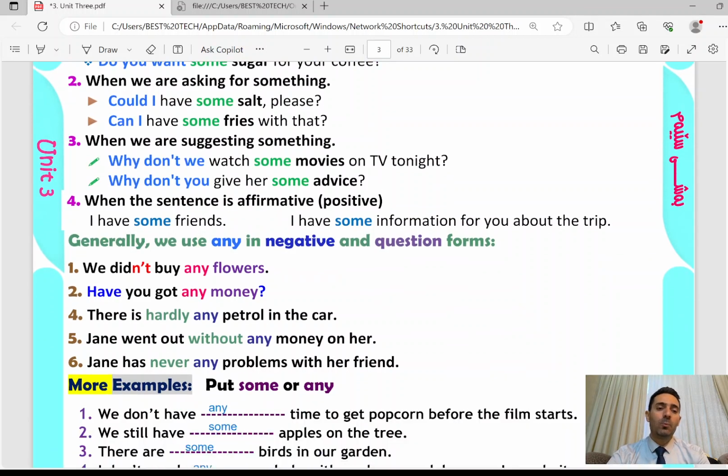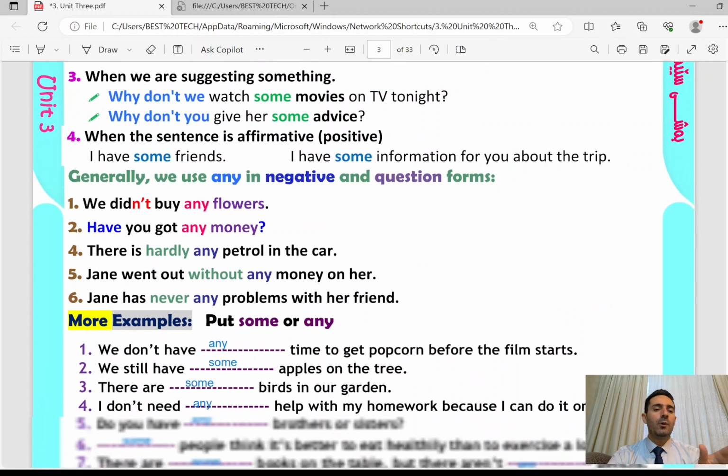Number 4: when the sentence is affirmative or positive, I have to use some. I have some friends. Or: I have some information for you about the trip. Both sentences use some because the sentence is positive.